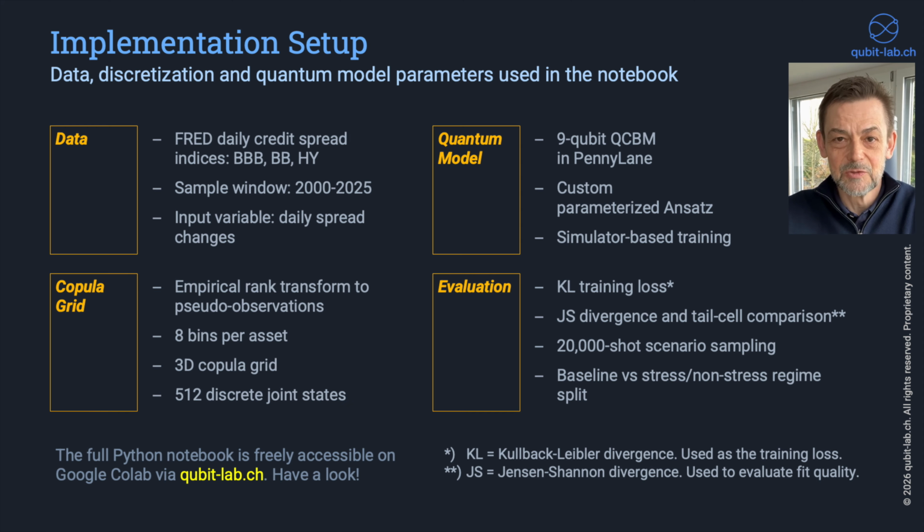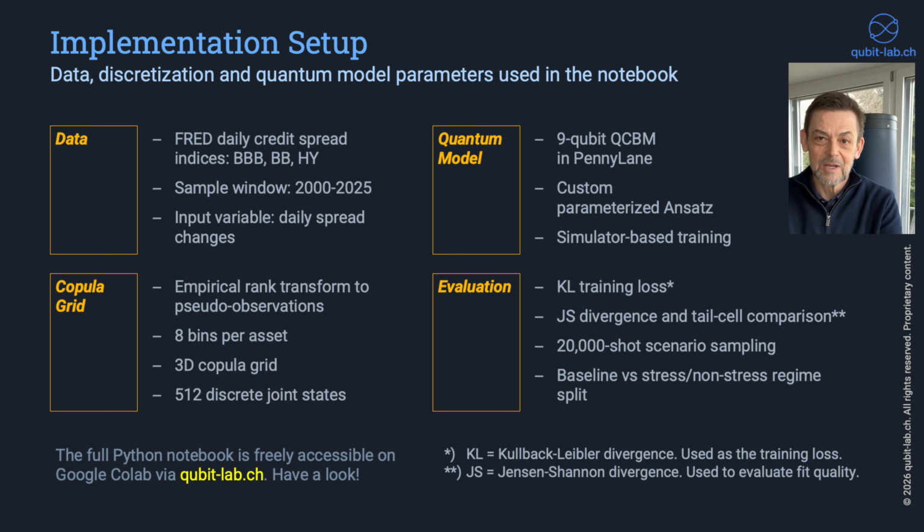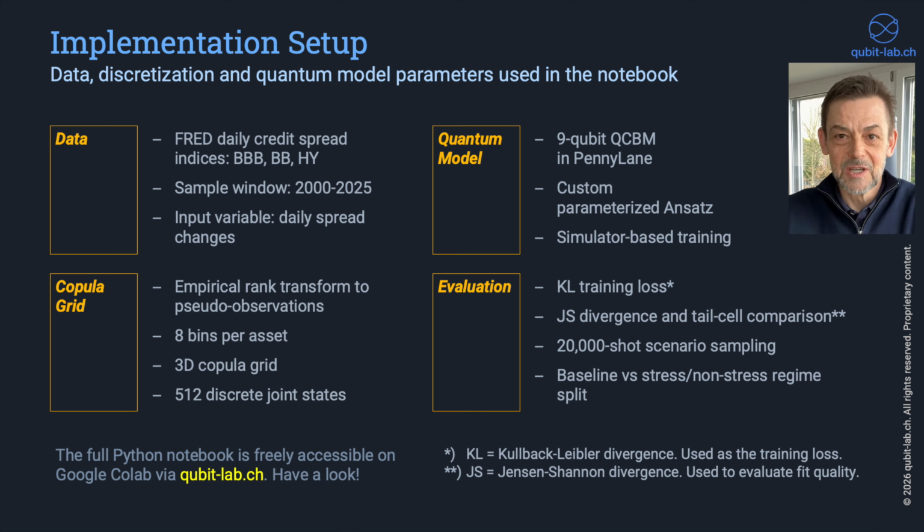The data comes from FRED and consists of daily BBB, BB, and high-yield spread indices over the 2000 to 2025 window. The input variable is not the level itself, but daily spread changes. Each marginal is transformed into pseudo-observations via an empirical rank transform, then discretized into 8 bins. With 3 variables, that gives us a 3D copula grid with 512 discrete states.